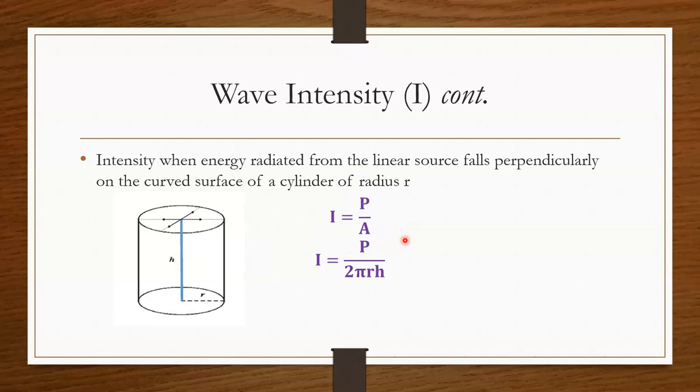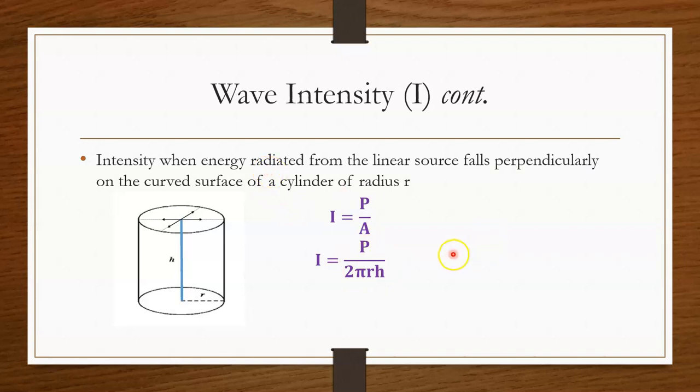Now, differently, when the sound wave is radiated from a linear source and falls perpendicularly on the curved surface of a cylinder of radius r, just like this picture, the intensity will be different from the previous intensity due to the formula of area. The formula of area for a cylinder is equal to 2 pi r h, where r is the radius here and h is the height here. So the intensity hence will become power divided by the area of the cylinder itself.